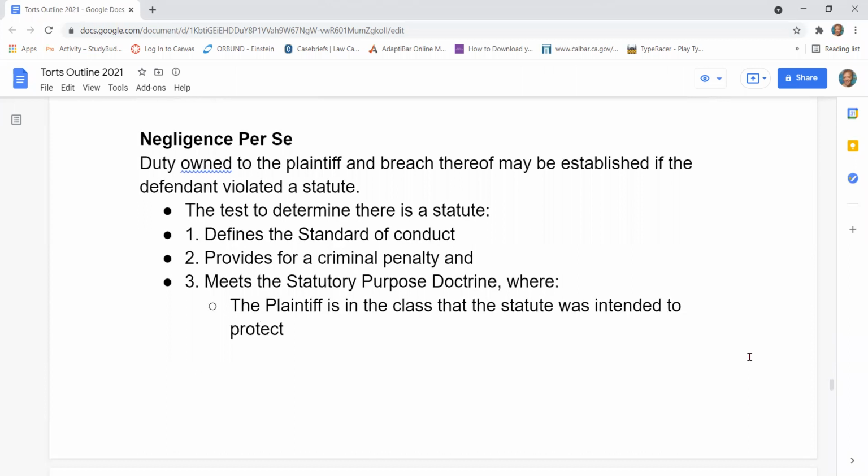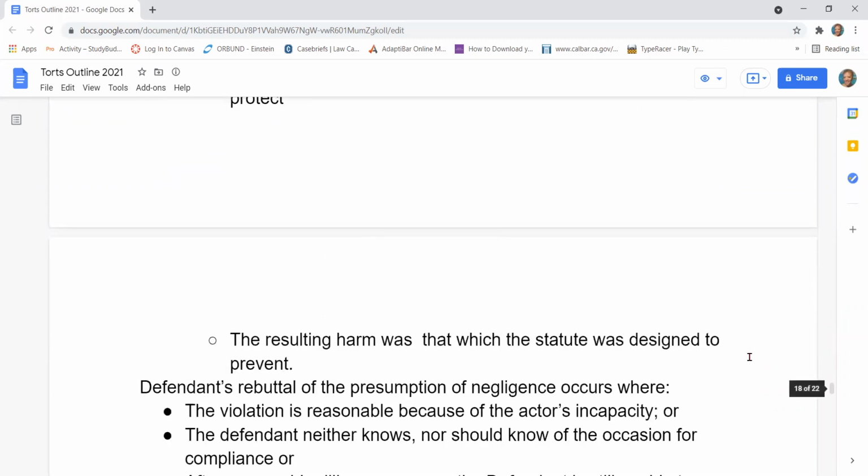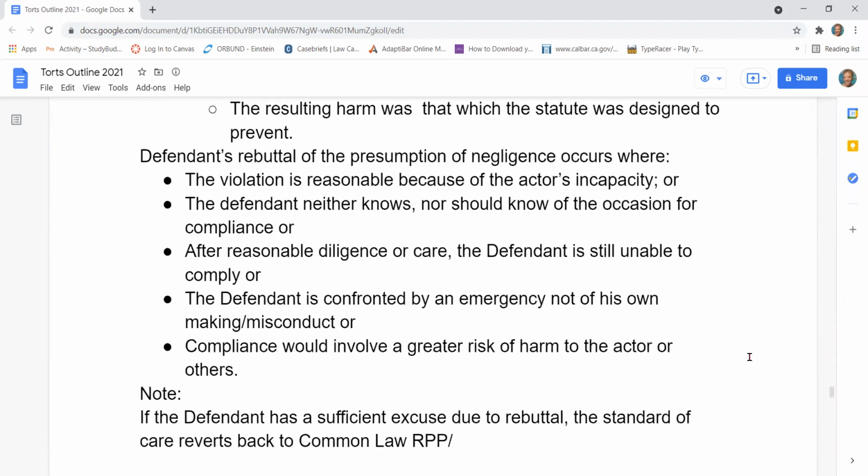Negligence per se. Duty is owed to the plaintiff, and breach thereof may be established if the defendant violated a statute. The test to determine is the statute: 1. Defines the standard of conduct. 2. Provides for a criminal penalty. And 3. Meets the statutory purpose doctrine, where the plaintiff is in the class that the statute was intended to protect, and the resulting harm was that which the statute was designed to prevent.